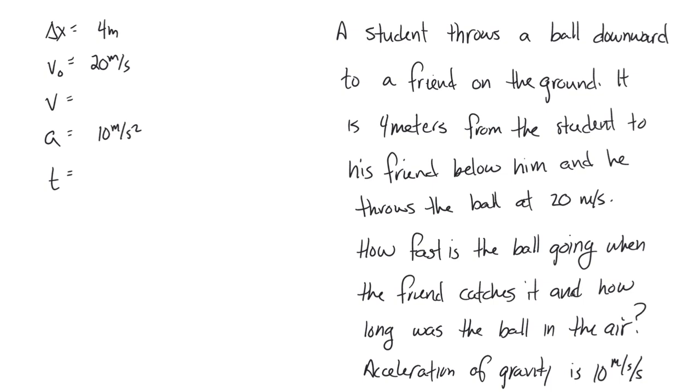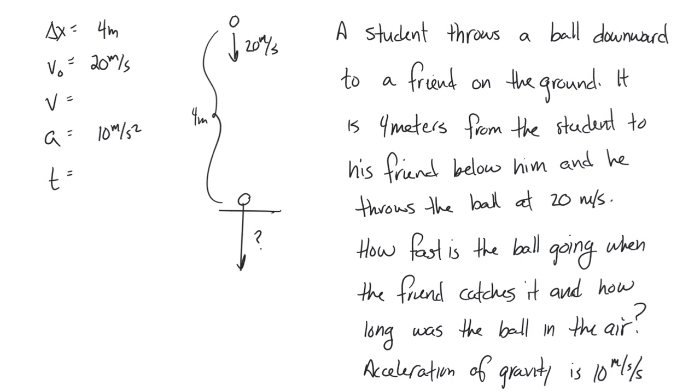That's a problem. The ball starts here and is given an initial velocity of 20 meters per second downwards and is being caught somewhere below 4 meters away. And we're trying to figure out how much faster the ball is going when it reaches there.